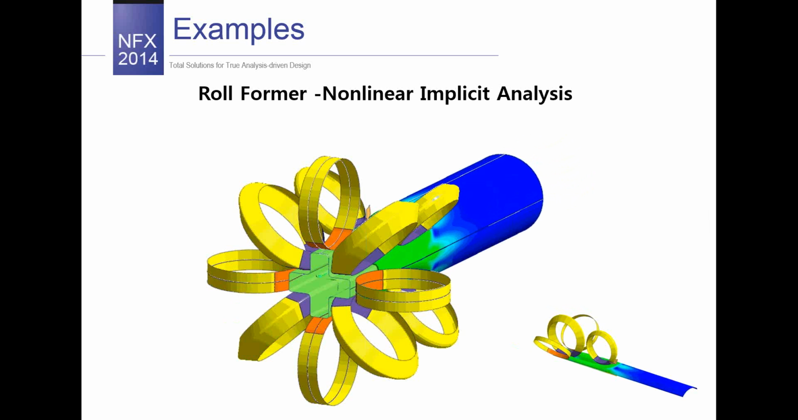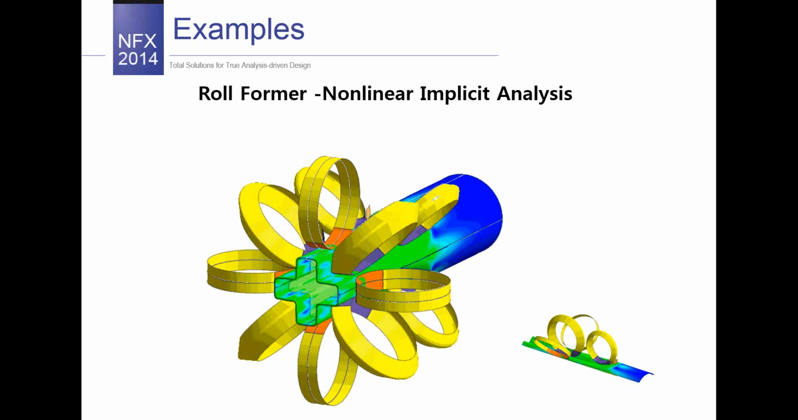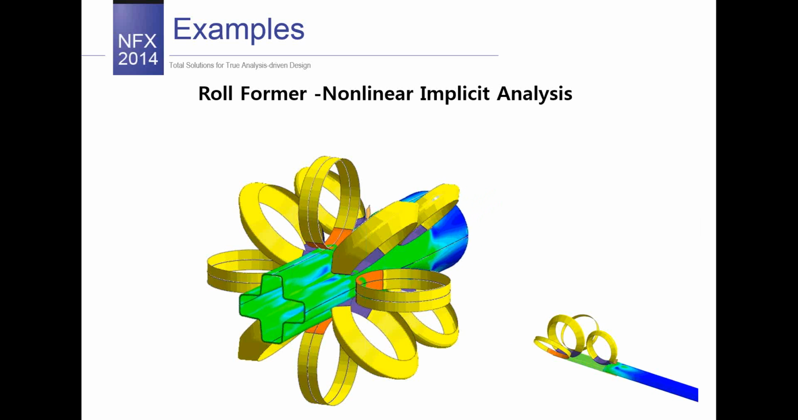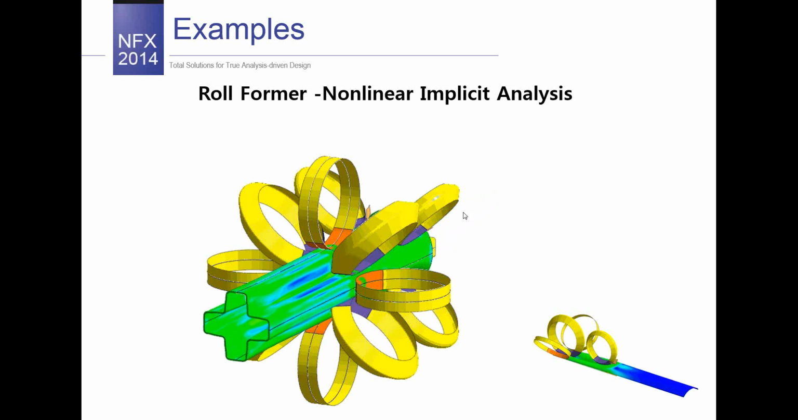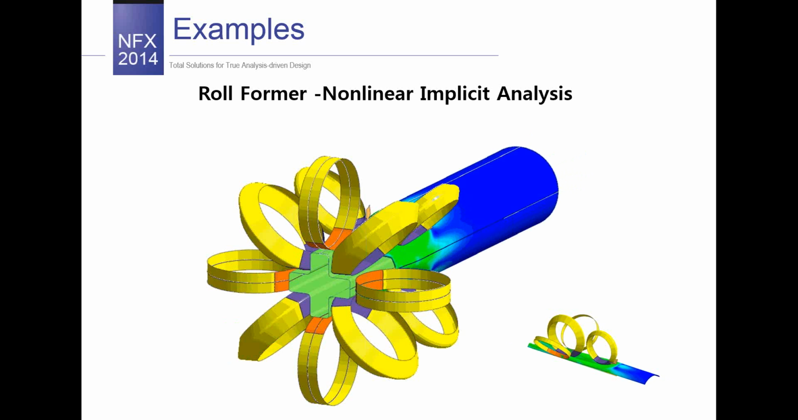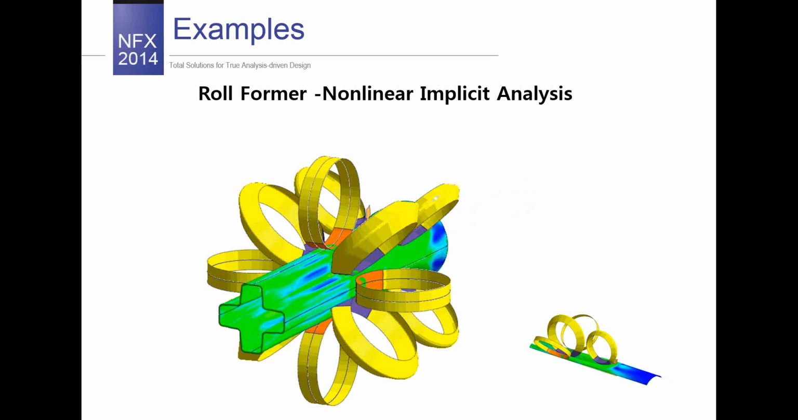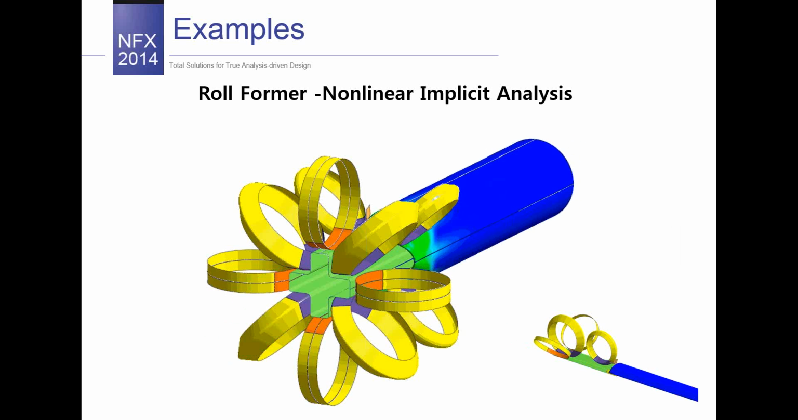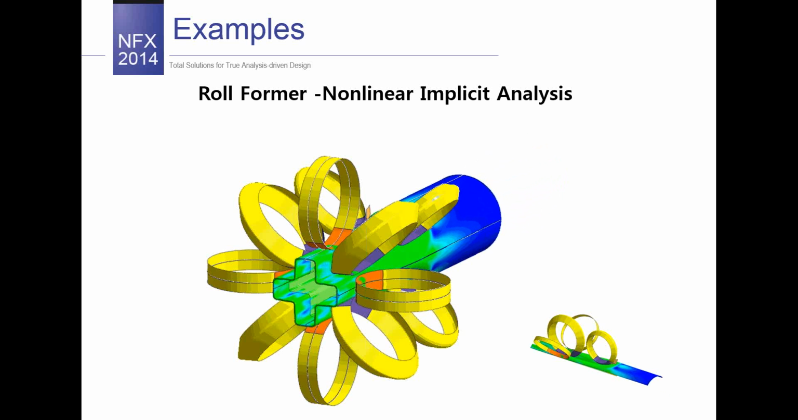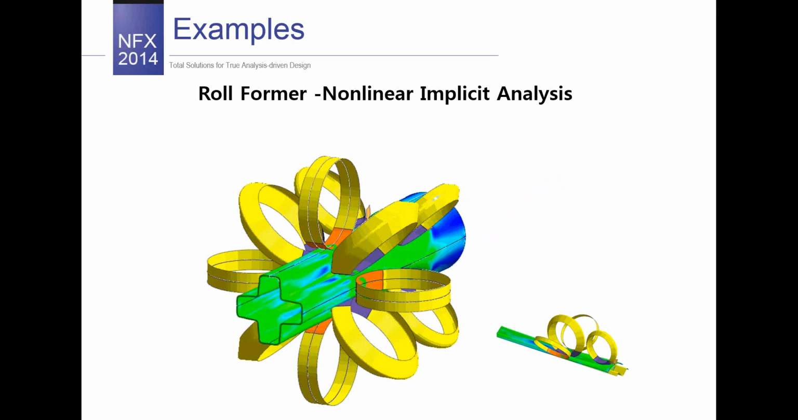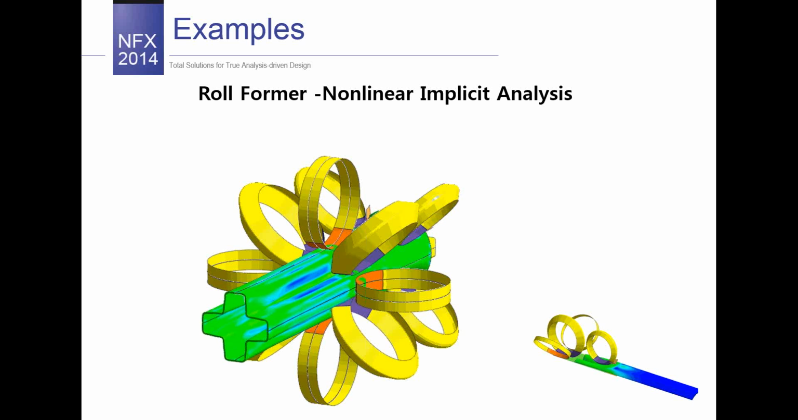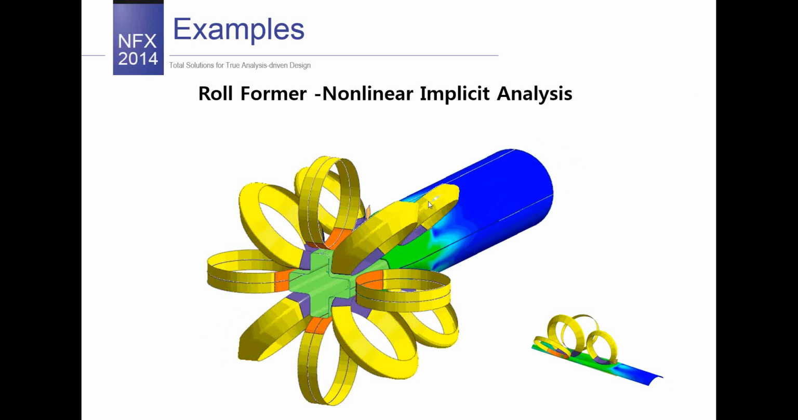don't see the next slide, so I have to wait a little bit. Could you answer me, do you see the example, or do you still see the page with the implicit and explicit? Oh, I think right now it's fine. So you're supposed to see the animation for the roll former, and this analysis was done using nonlinear implicit time integration. And of course some material nonlinearity has been specified.